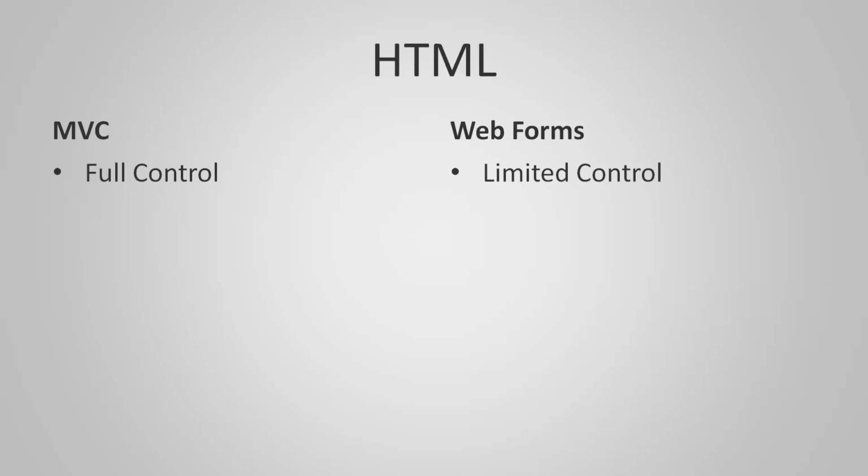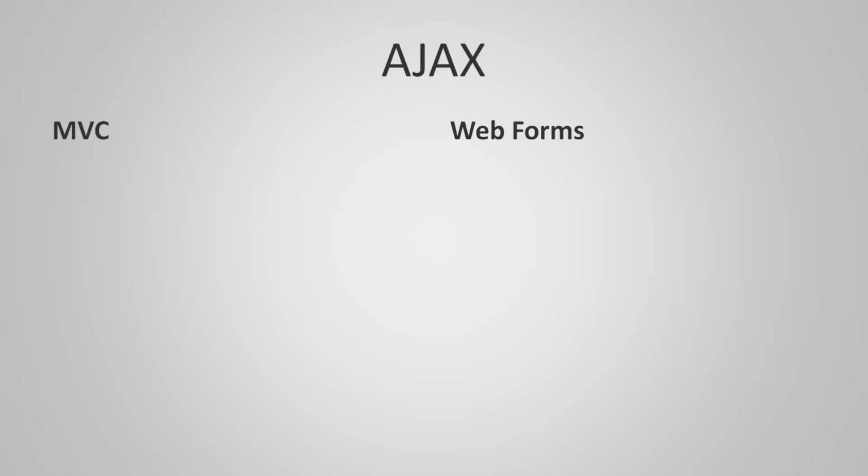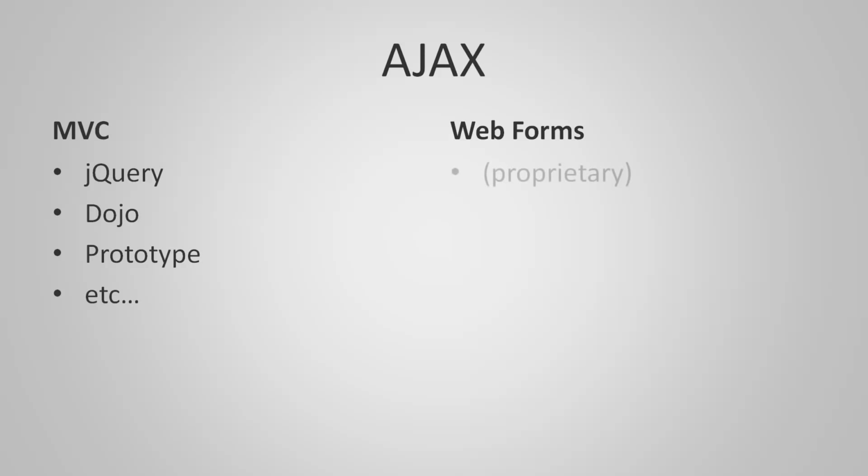Many third-party JavaScript libraries and CSS frameworks require specific HTML tags and class names in order to work properly. For Ajax, MVC allows for a wide variety of JavaScript libraries to be used, including jQuery, Dojo, Prototype, and many others, whereas Web Forms contains its own proprietary model which seeks to abstract developers from writing actual Ajax code. For advanced scenarios, this can be a limitation.